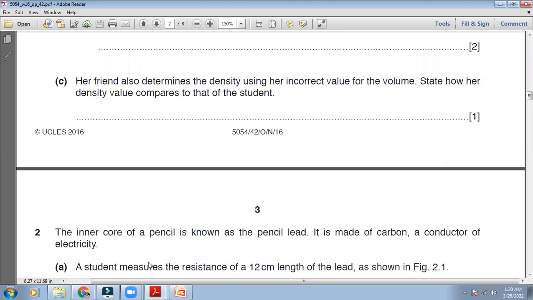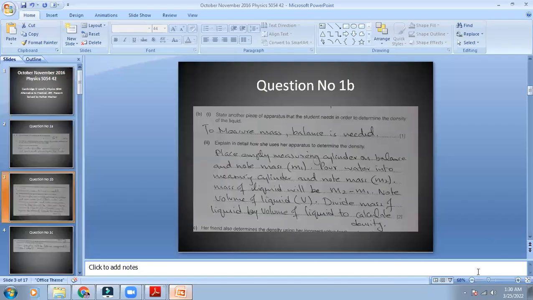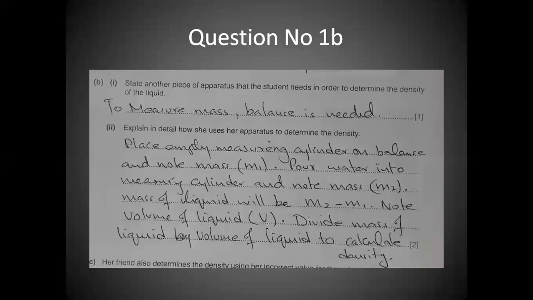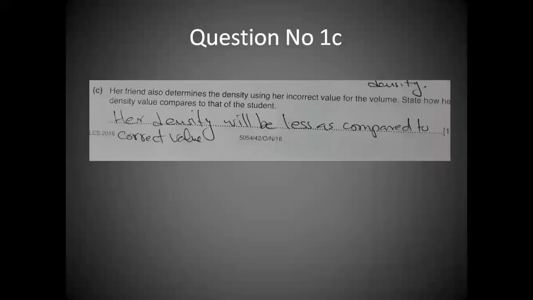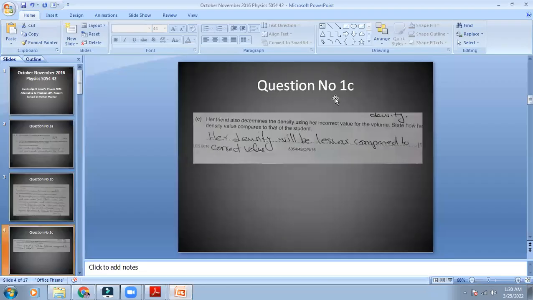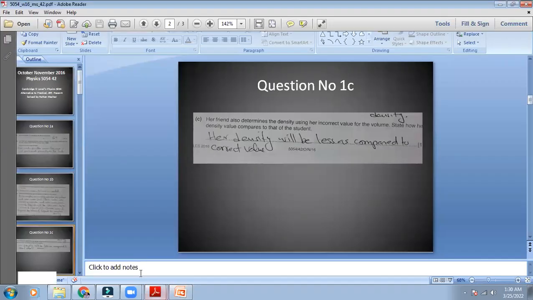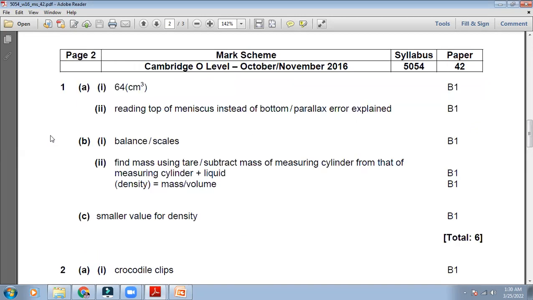So, let me show you my written answer. And here we go. Her density will be less as compared to the correct value of the density. So, let's have a look at the marking scheme. My dear students, the marking scheme of the question number 1 is showing up on your screen.